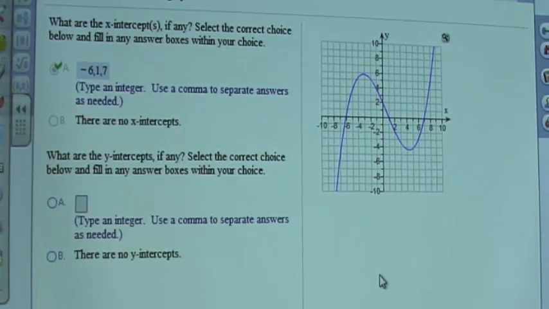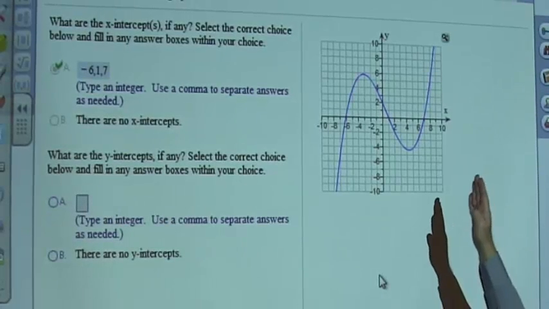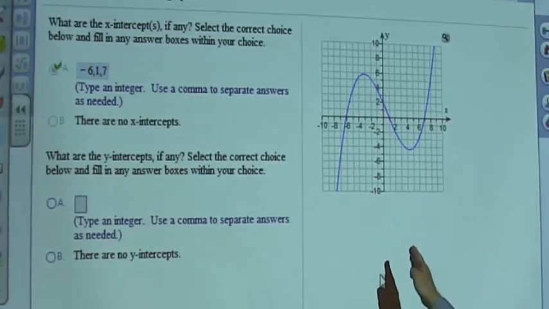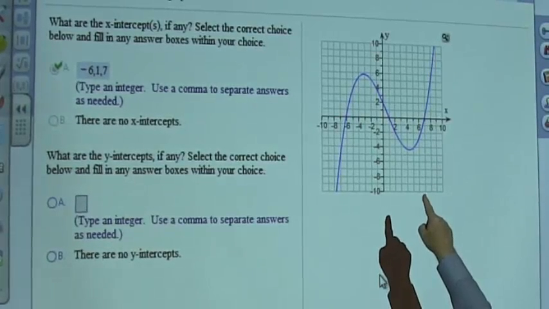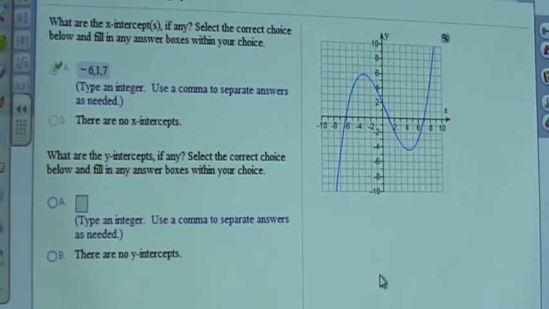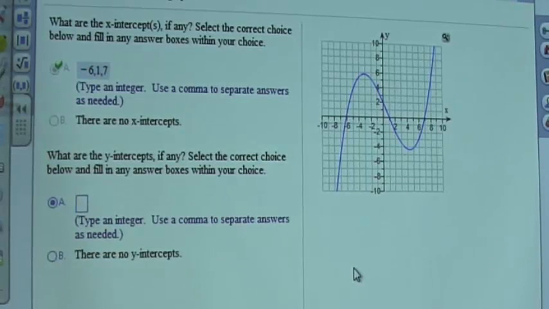Now what about y? Where are we crossing the y-axis? Well, y is the vertical axis. So I go up and down the y-axis looking for the blue line crossing it, and I see it crosses where y is 2. So therefore the y-intercept would be 2.